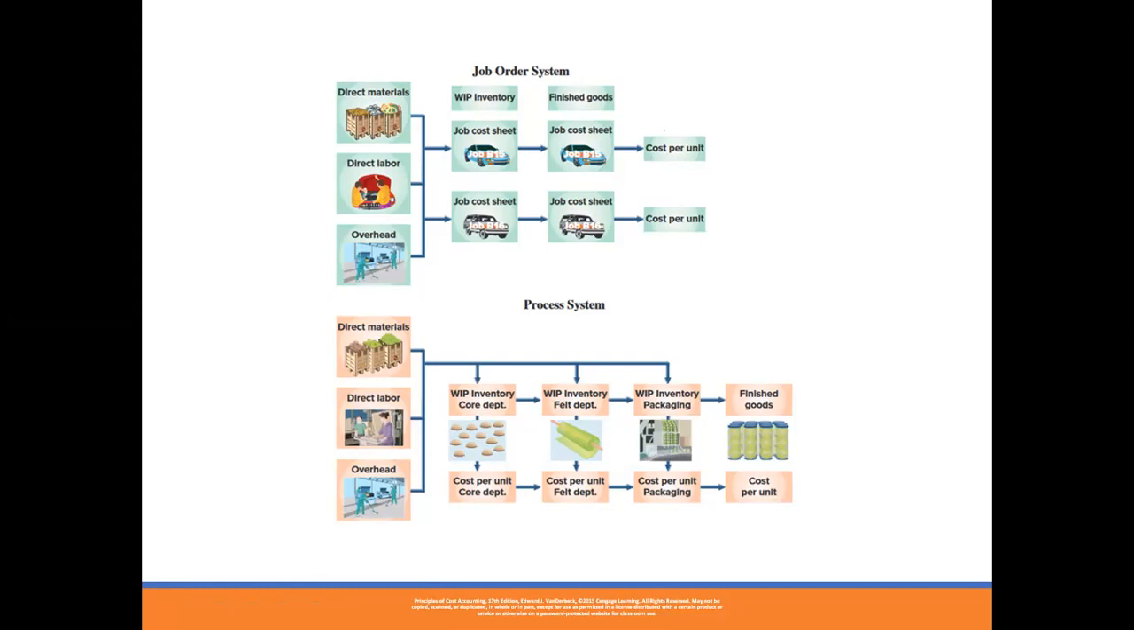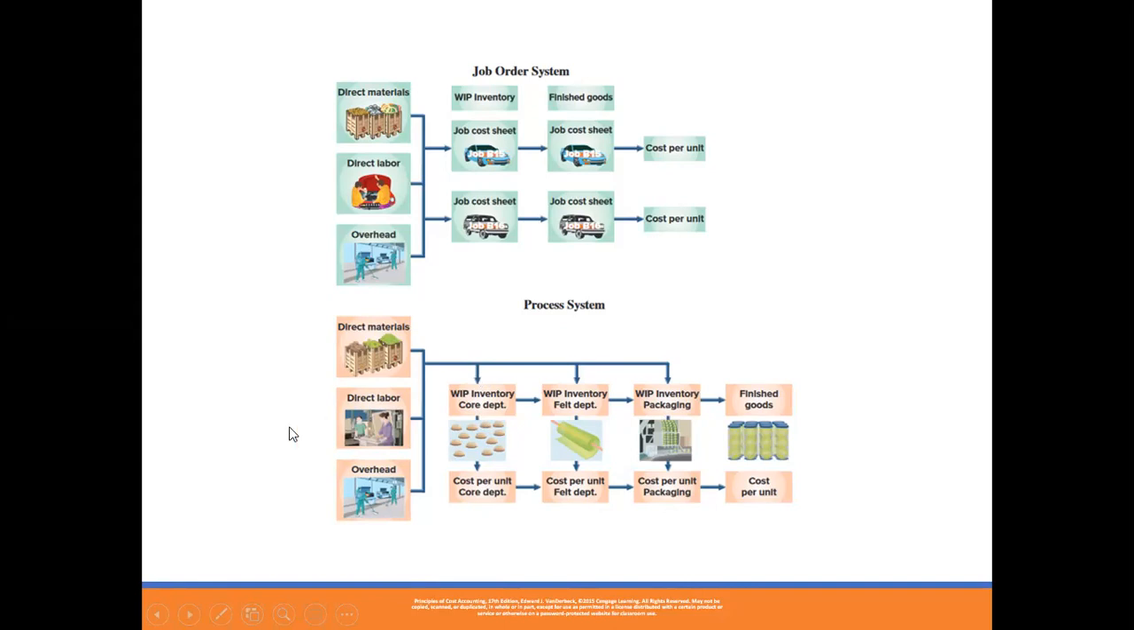A process cost system is different because we're going to accumulate material, labor, and overhead cost per department. In this example, it's showing us a core department and a felt department. So we're making golf balls in this example, or not golf balls, I'm sorry, tennis balls. So we've got a core department, a felt department, a packaging department, and then finished goods. We're going to accumulate material, labor, and overhead cost for each of these departments.